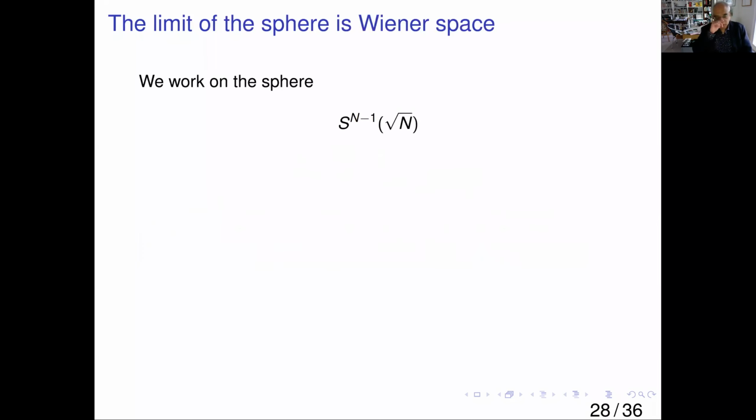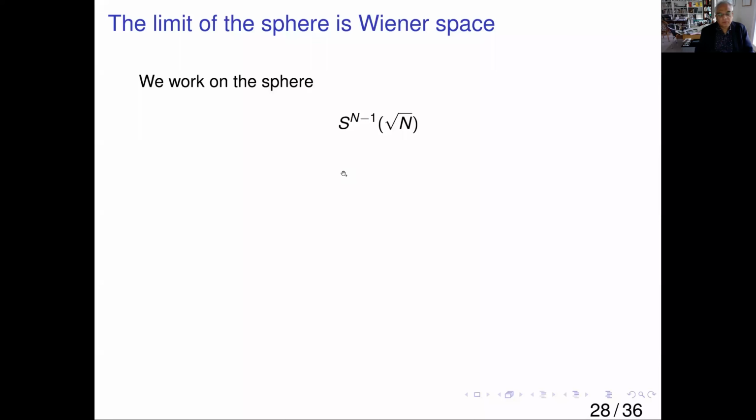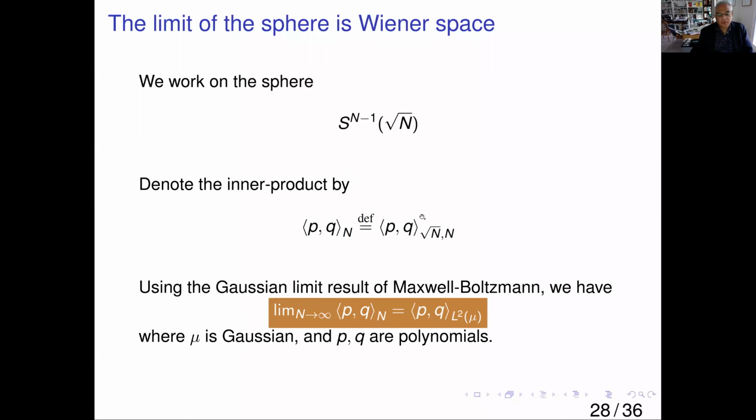Okay, so now we go back to our sphere S^(n-1) of radius square root of n. Let's see what happens here now. So the inner product we're working on is, let's go back a bit, the inner product I have indexed by A and N. A is the radius, N is the dimension. So here, the radius is square root of N, the dimension is N.